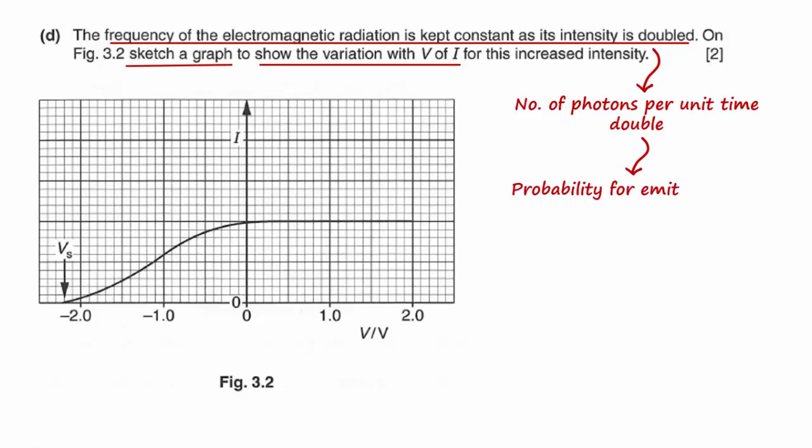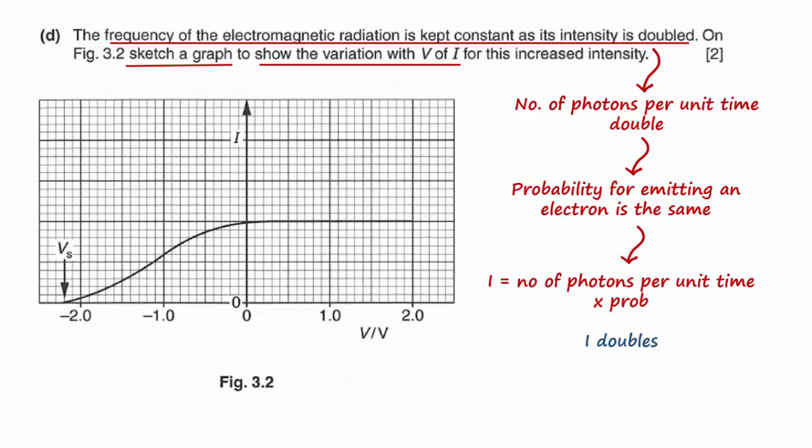Suppose we associate each photon with a probability of emitting an electron. Then doubling the number of incident photons will cause the current to double. What about Vs, the other feature of the graph? The stopping potential is related to the maximum kinetic energy of the electrons. Since the frequency of light is unchanged and we're using the same metal and hence the work function remains the same, the stopping potential should remain unchanged.